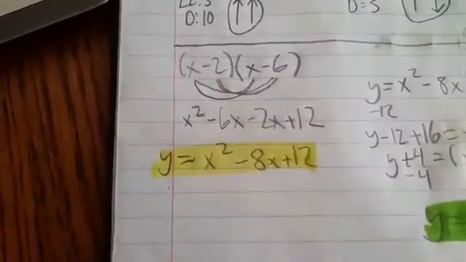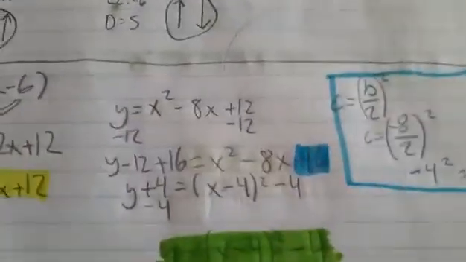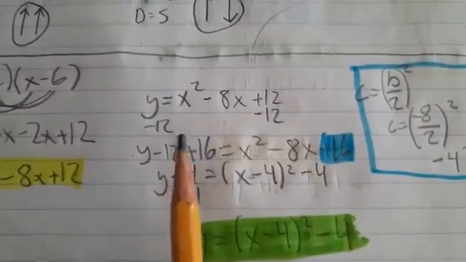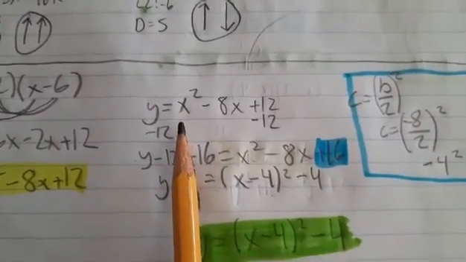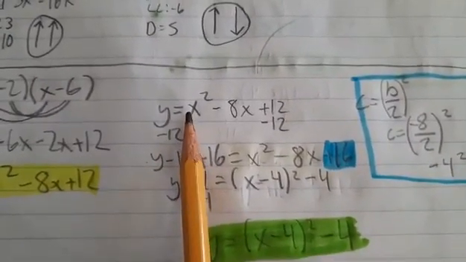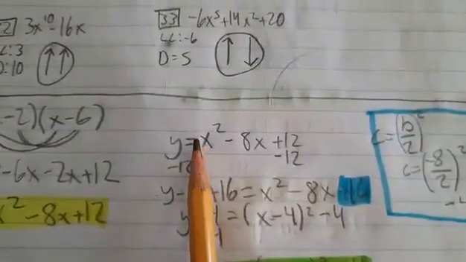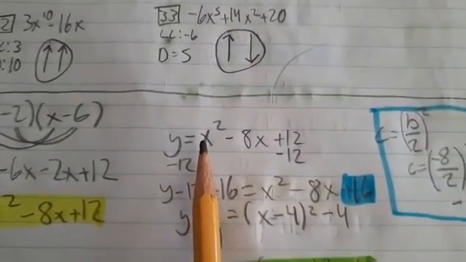So now that we've got it into standard form, what we're going to want to do is complete the square. First we make sure that the x squared is a 1x squared, and it already is, so we don't need to worry about that.